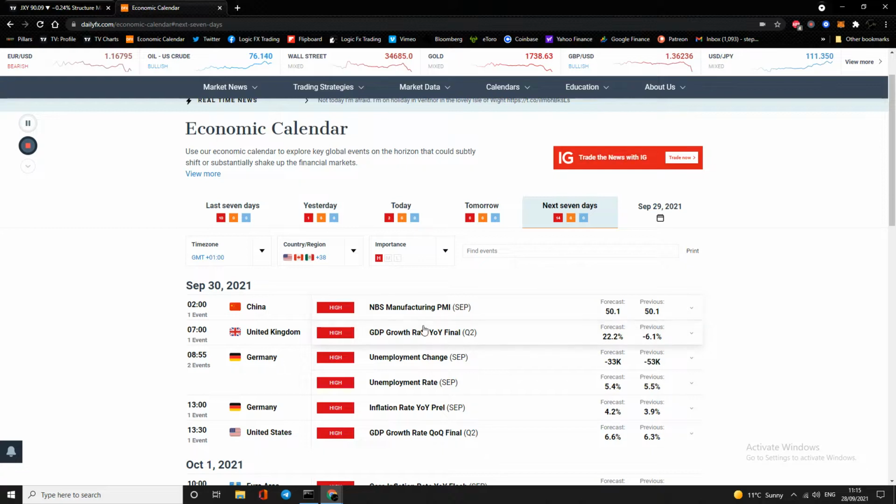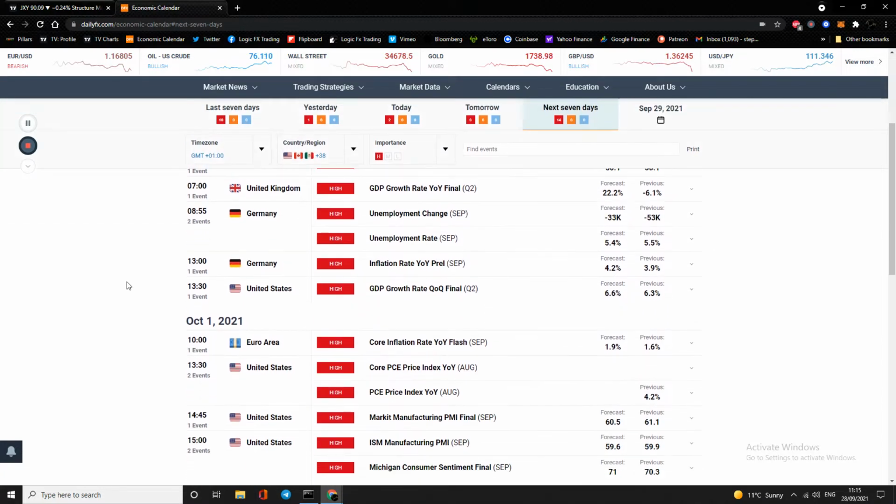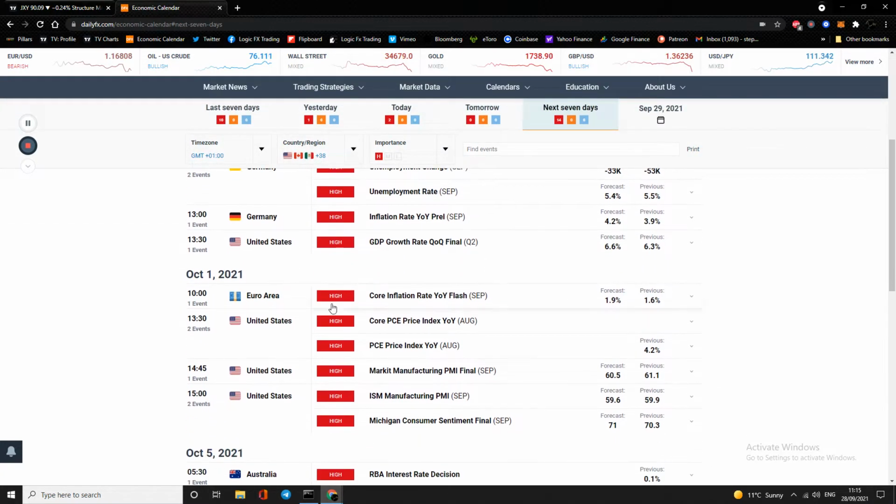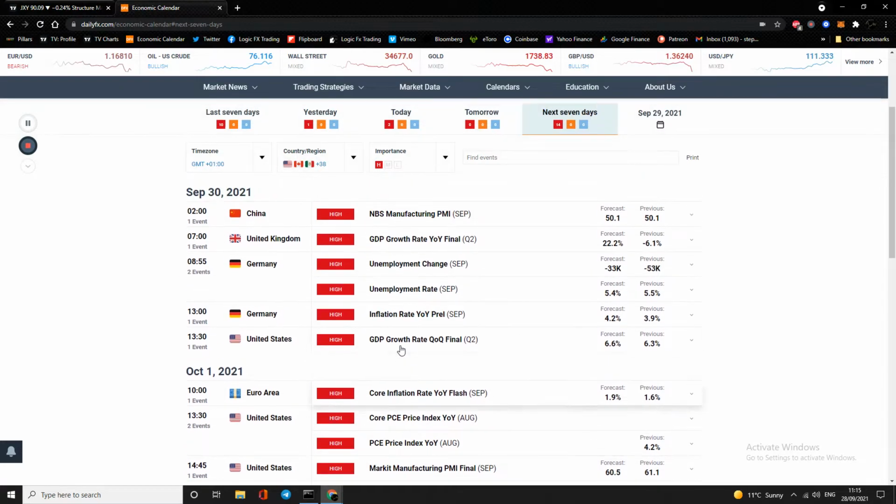NSB manufacturing PMI in China, UK growth rate year on year, unemployment change in Germany, and inflation and GDP growth there in the US at the end there. So a little bit to look forward to. 30 days has September, and then Friday will be the first then, won't it? Core inflation, price index. So let's keep an eye on what's going on with the dollar this week, guys.